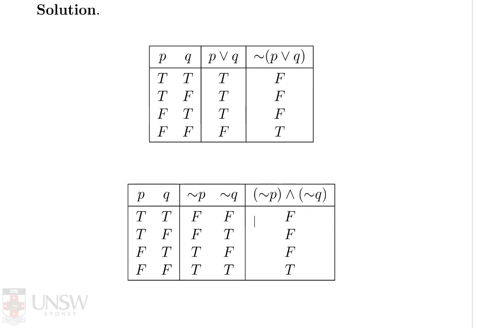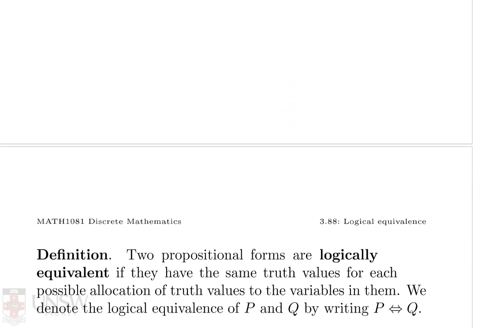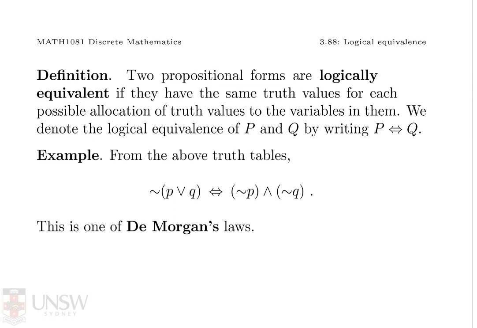What do you notice about these two things? I hope the answer is not too hard to get. I hope you've realized that the final answer is the same in both cases. False, false, false, true for the first one, and false, false, false, true for the second one also. The terminology for that is we say that these two propositional forms are logically equivalent. That's to say that they have the same truth values for each possible allocation of truth values to the variables in them. So if P is true, Q is false, then our two propositional forms have the same final result, and the same thing for every other possibility.